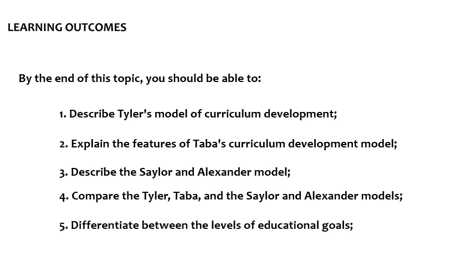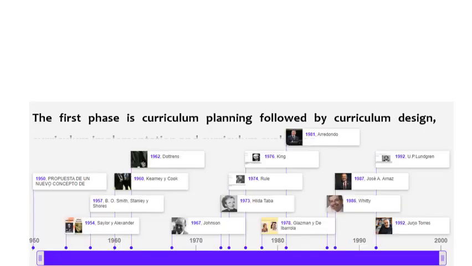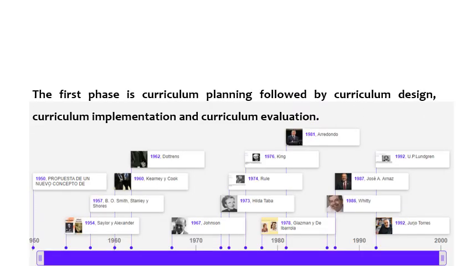5. Differentiate between the levels of educational goals. The first phase is curriculum planning, followed by curriculum design, curriculum implementation and curriculum evaluation.